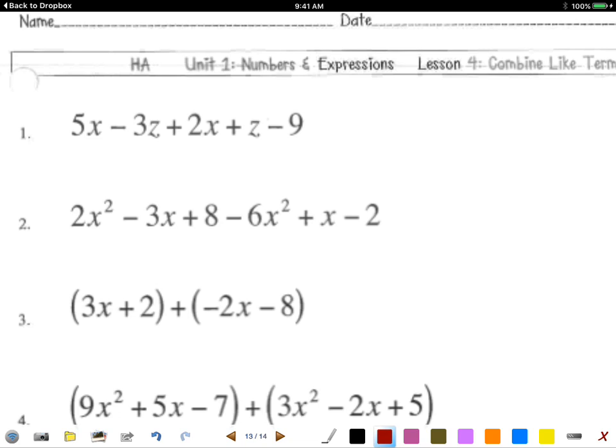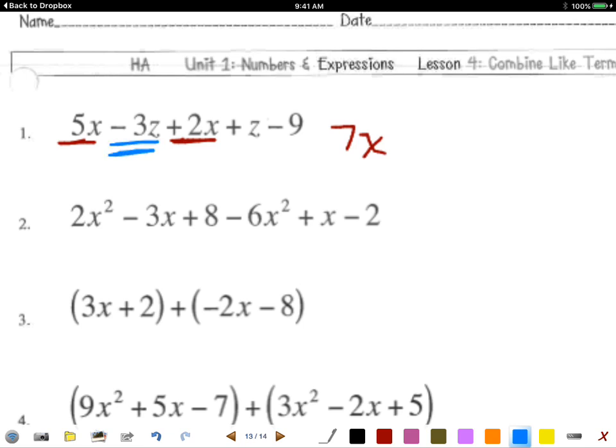You are going to combine terms that are alike. So for example, in number 1, 5x and positive 2x are alike because they both have the same variable. They both have an x. So we can combine those together. We can add them. So we're going to say 5x plus positive 2x would be 7x, and we're going to write down 7x. Then we're going to look to see what else is alike that we can combine.